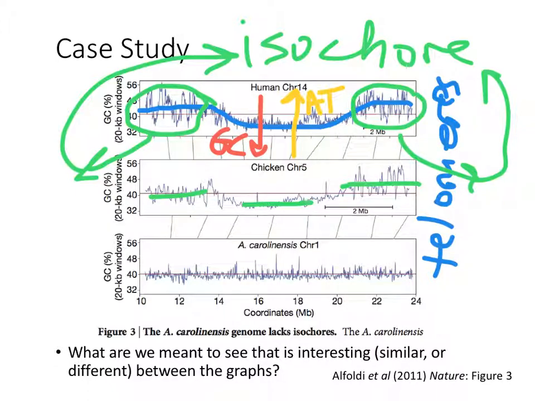There's no formal definition of numerically what constitutes an isochore. So you're free to have a little bit of artistic liberty about if I ask you to define isochores based on this sort of plot. Yeah. So just to summarize, an isochore is when it has more or less than expected. Than average, let's say. Yeah. More GCs than average or more ATs than average.